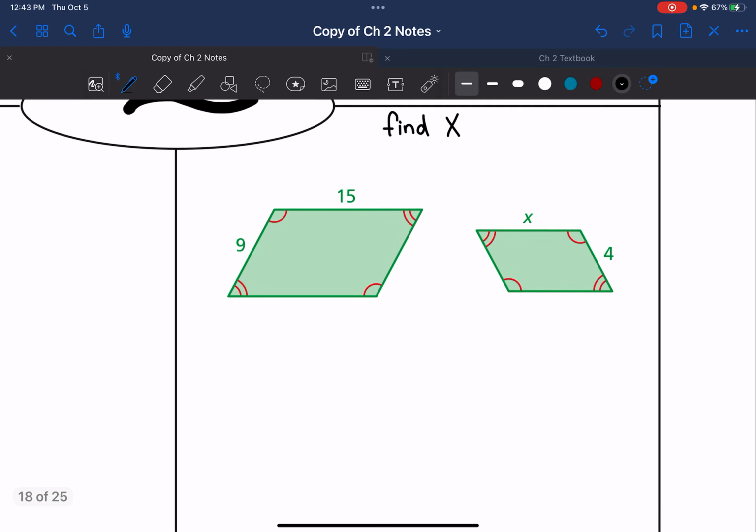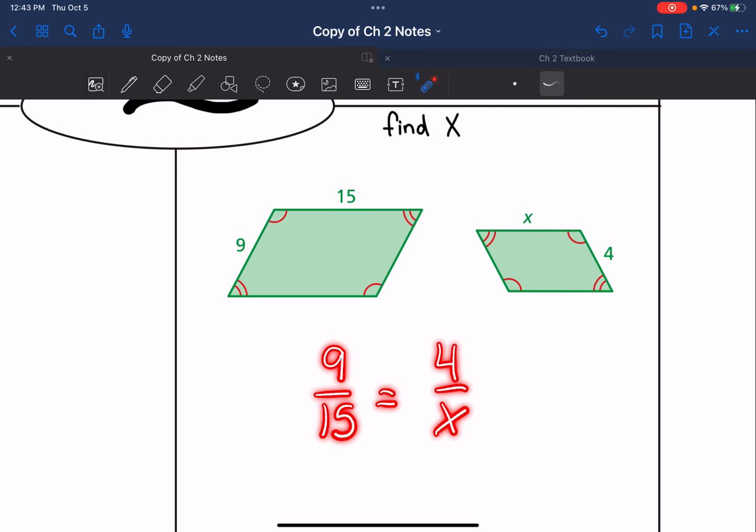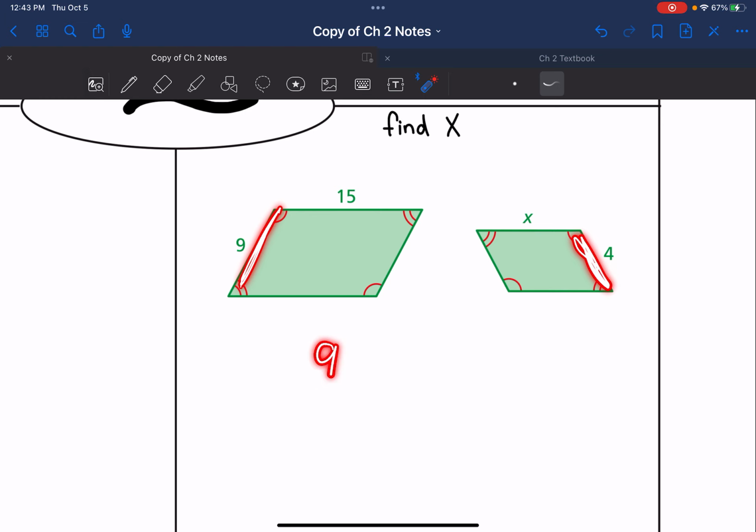Now here's where kids mess up, is making the proportions. To make a proportion, you have to make sure you have like things with like things. I don't care if you say this is going to be 9 over 15 is equal to 4 over x. That works. I have this side with this side in one proportion, and then I started with that same side and went to this side in the other proportion. That's okay. Or you can say, let's go from this side to its corresponding side. So 9 is to 4 as 15 is to x.